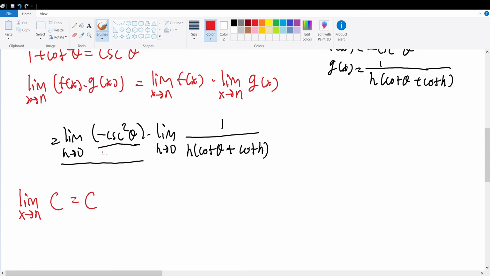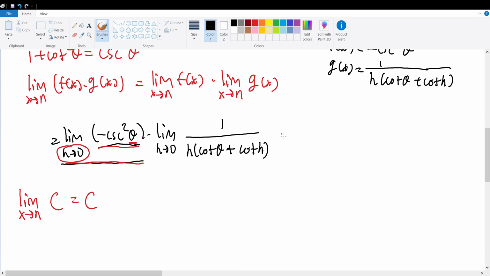And the reason why we can treat negative cosecant squared theta within this limit as a constant is because this limit has to do with our change in x represented by h. When h approaches 0, it is not affecting the theta value, because the theta value and the h value are two completely separate variables. Therefore, since the h quantity which is changing does not affect the theta variable, we can treat negative cosecant squared theta altogether as a constant.